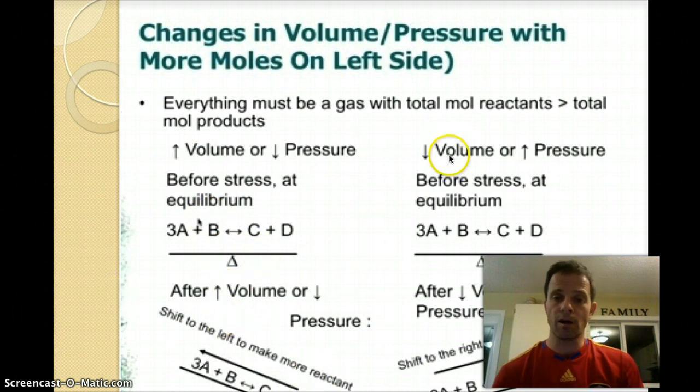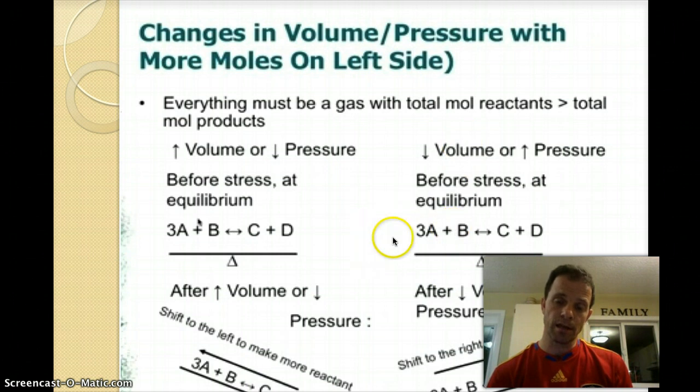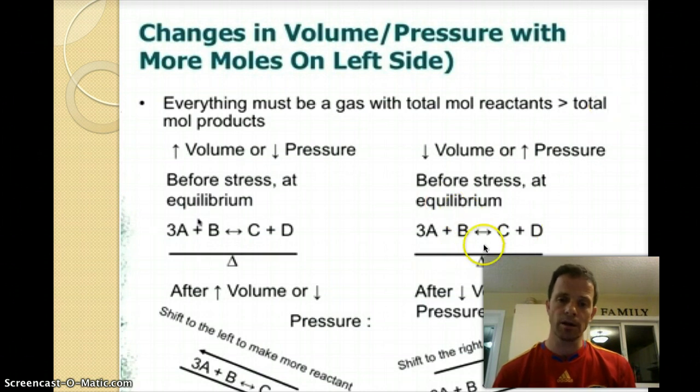If we decrease the volume or increase the pressure, make it into a smaller and tighter space, then we shift. The left side becomes heavier because, remember, concentration is moles per liter, and the liter is getting smaller, so therefore the concentration is getting larger. Because the concentration is getting larger on the left, because there's more moles on the left, it will be heavier and it will shift to the right to make more product.